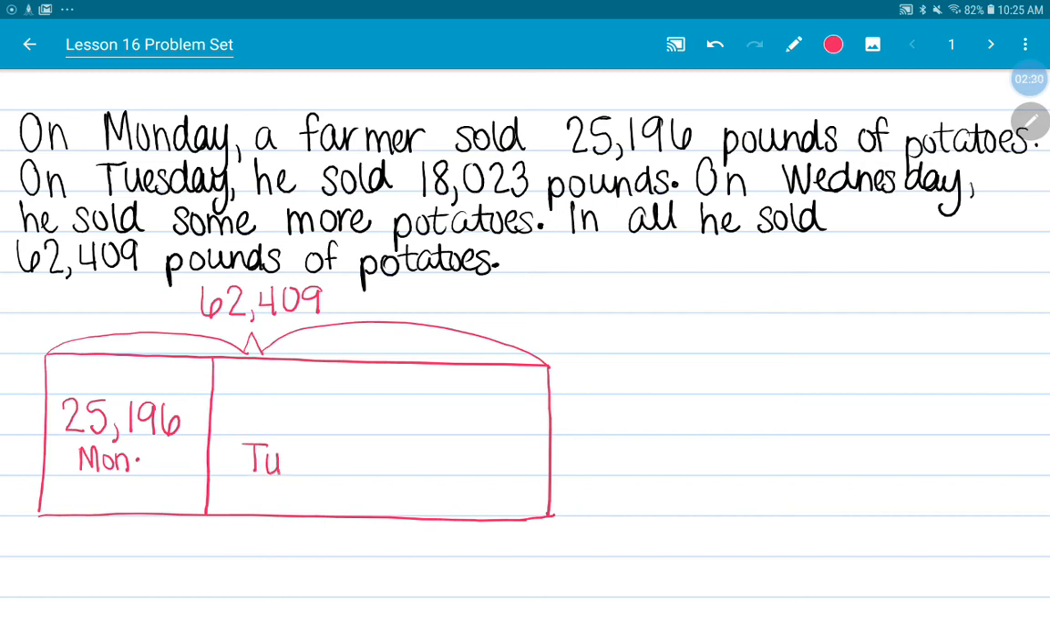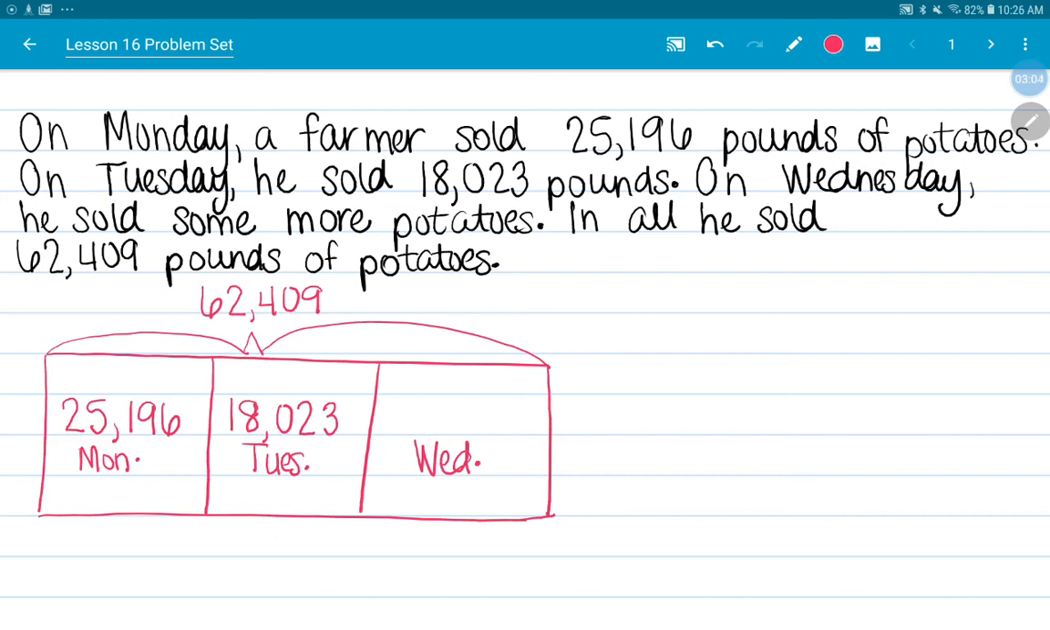Tuesday, that was the second day. He sold 18,023 pounds. On Wednesday, he sold some more potatoes. Do we know how many he sold on Wednesday? No. So we need a variable. What variable would make sense to use? W for Wednesday or a P for potato. Either one would make good sense, wouldn't it?